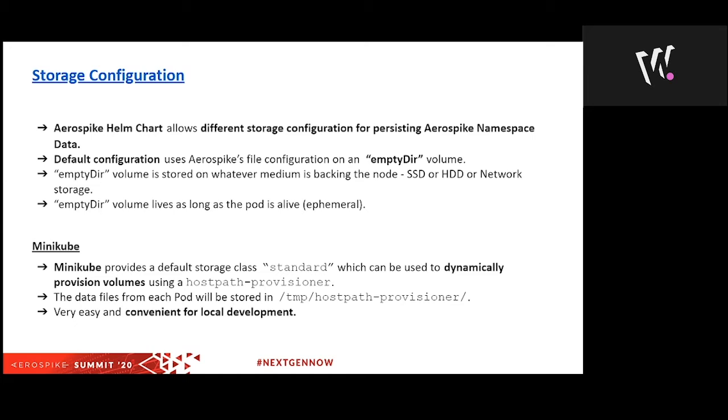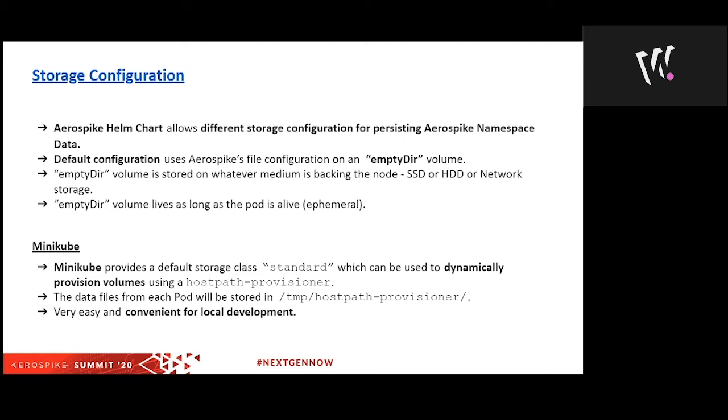But there are other options where you can make the storage persistent. If you're using Minikube, Minikube comes with a pre-built host path provisioner, and it has a predefined storage class that's standard. So we can use the storage class directly to provision volumes, and we can use those volumes for file-based storage in the Aerospike configuration. Because it's a host path provisioner, it just creates a directory on your Kubernetes host.